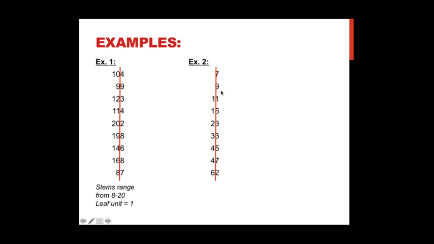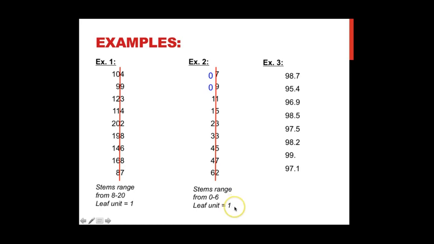However, they actually do. If it appears that they don't have a stem or a leaf according to the way the data is split up, I want you to place a 0 as a placeholder. Now I can clearly see that my stems range from 0 all the way to 6, and my leaf unit is still the ones place.